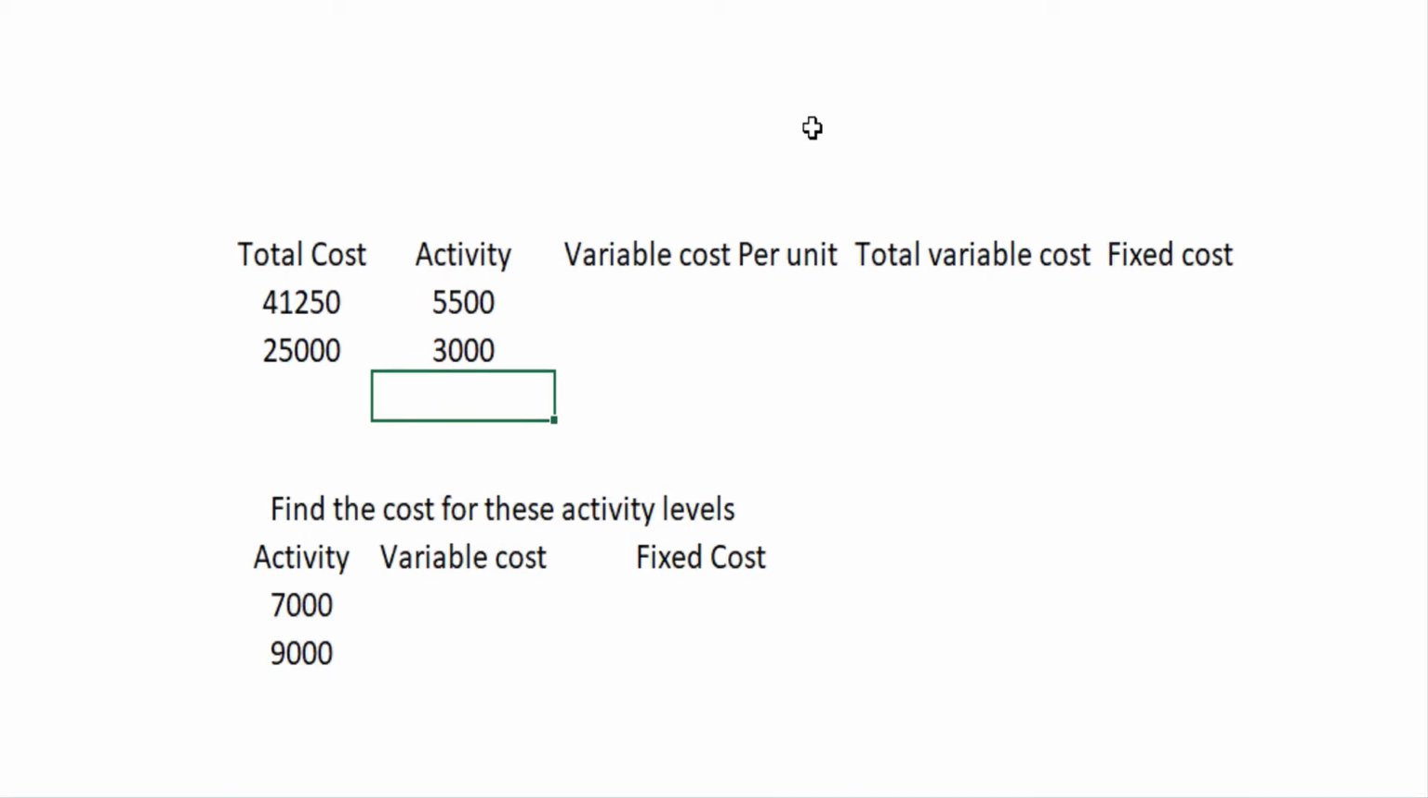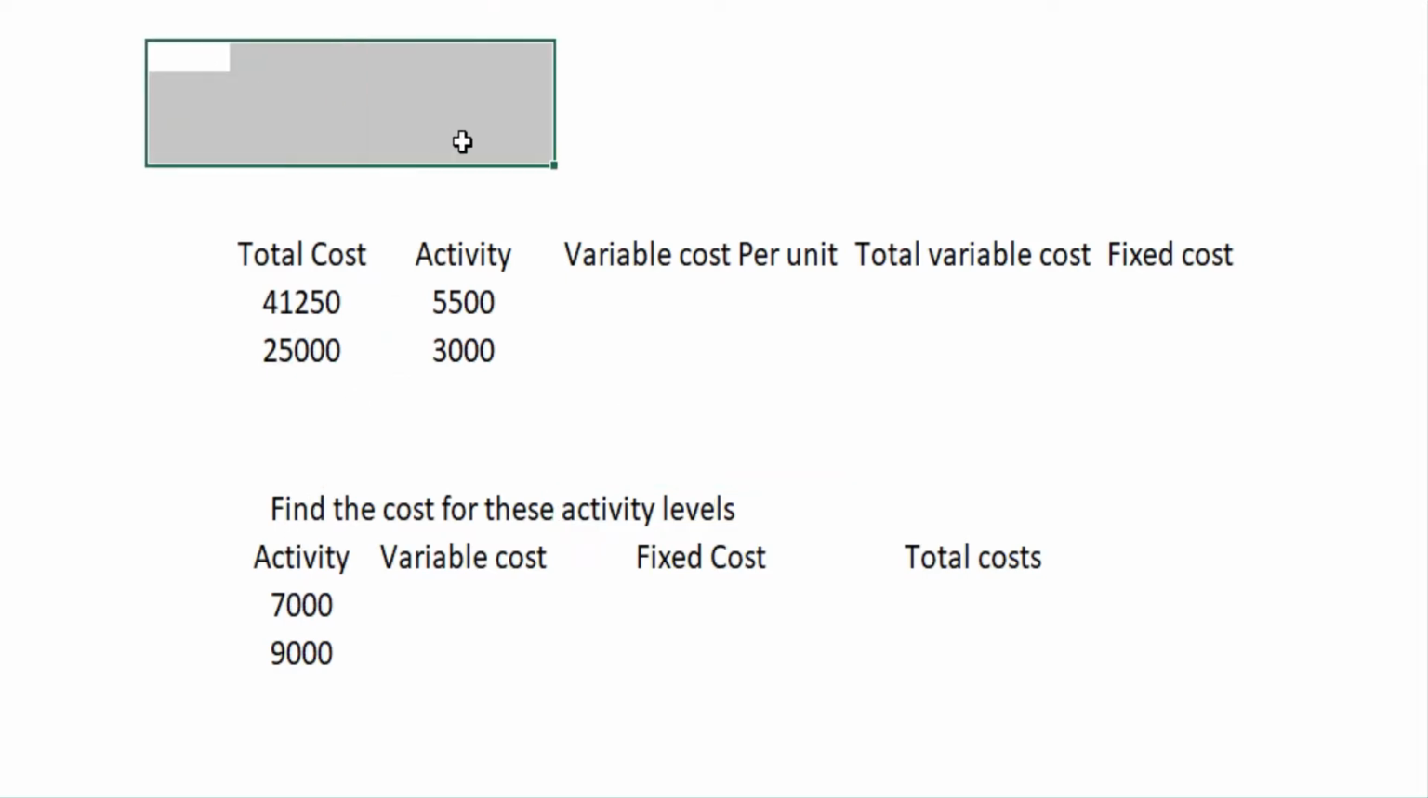Hello, this is a quick video on using the high-low method to find the variable cost per unit and the fixed cost, and then using them to find previously unknown total costs at different activity levels, which I have yet to put in there. So let me just do that. Okay, and then that.